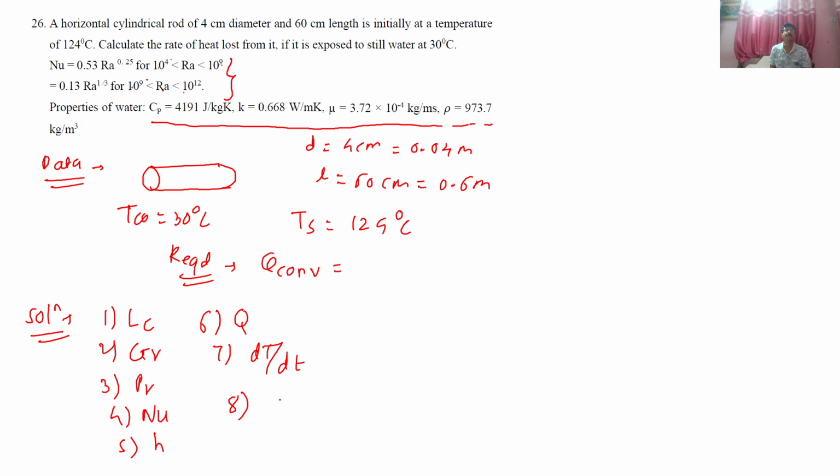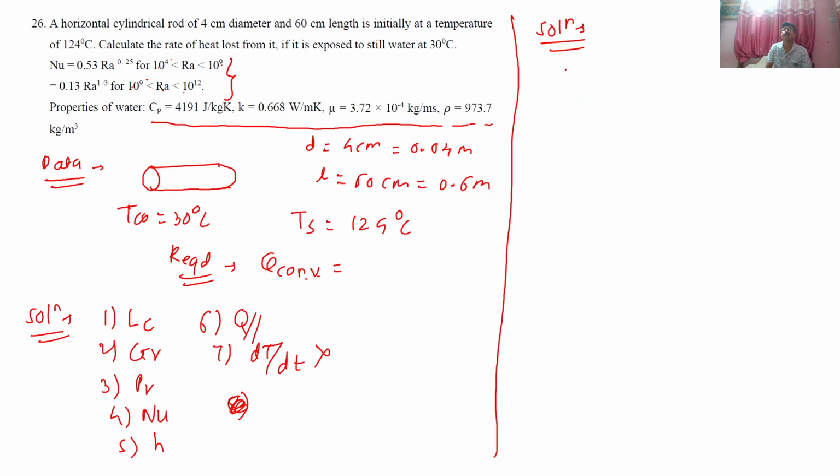And number 8 may not be required in case of natural convection. That is the case with forced convection. So what is asked? I think rate of heating or cooling is not asked. They have asked up to Q. So I think we have to go up to step number 6. So let's go one by one. This is the procedure I have outlined, the steps.